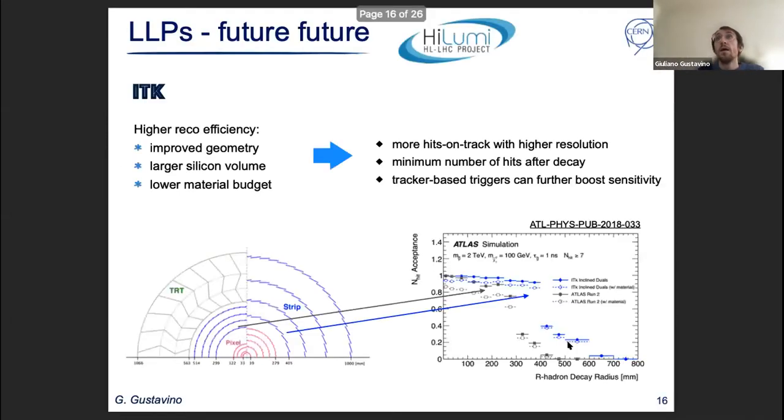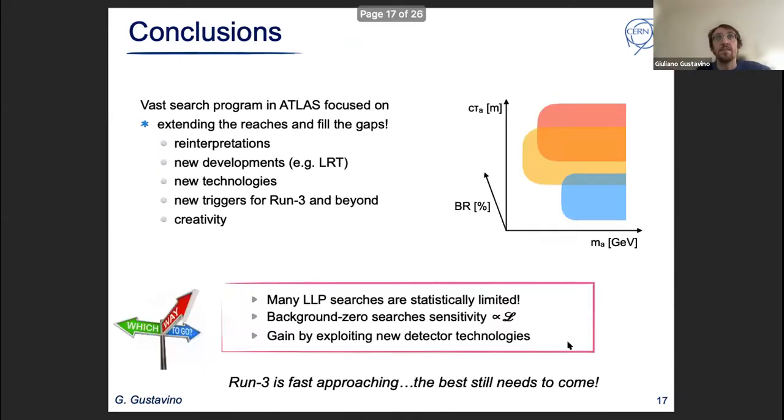Okay. Just a quick mention on the ITk, which is an upgrade of the ATLAS inner tracker. Of course, we expect to have a huge improvement coming from the improved geometry, the larger silicon volume, and the lower material budget, which is going to increase the performance in terms of purity and resolution, and also extend the radii where we can start with the searches.